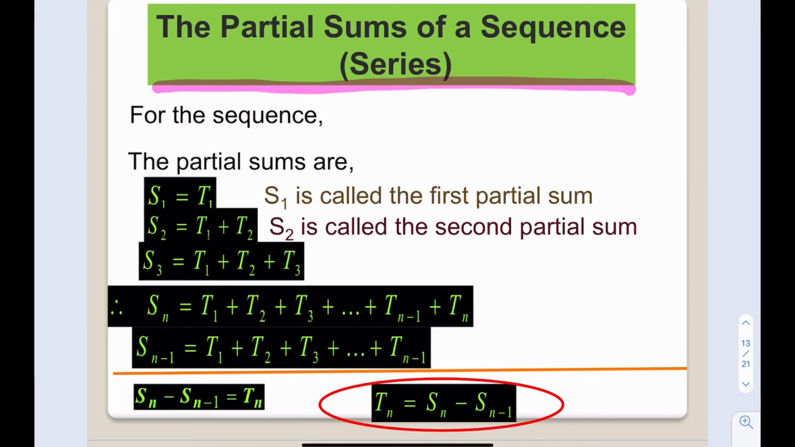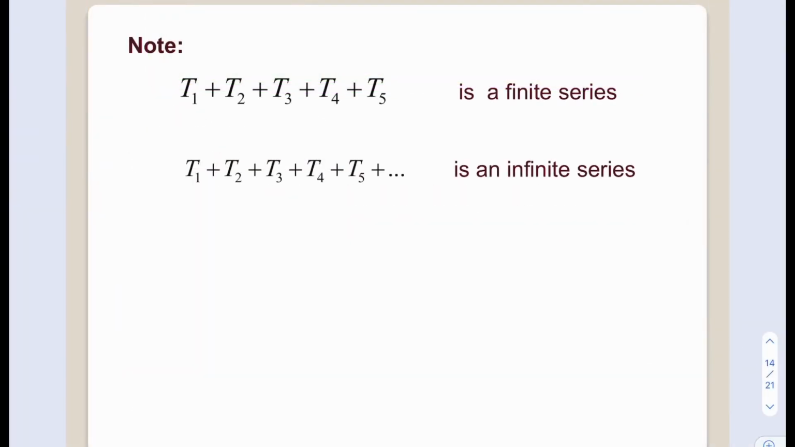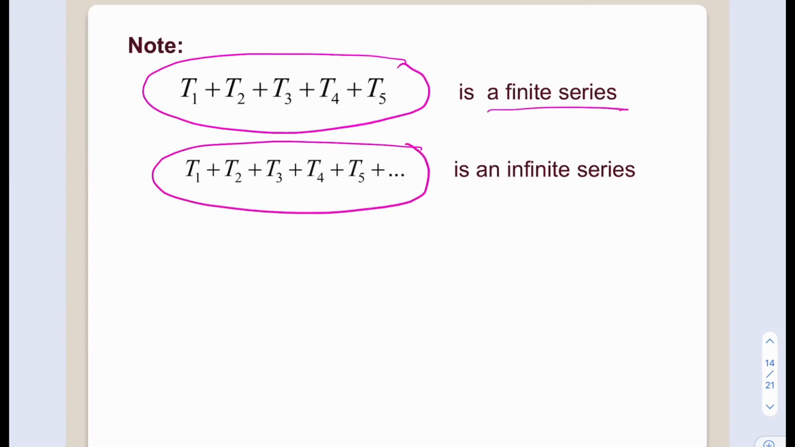If Sn minus Sn minus 1, this is equals to Tn. Therefore, we can get the second formula for Tn, which is equals to Sn minus Sn minus 1. For your information, this series is called a finite series. Why? Because this series consists of a fixed number of terms, which is 5. Whereas the second one is called an infinite series. Why? Because for this series, it consists of an unknown number of terms.